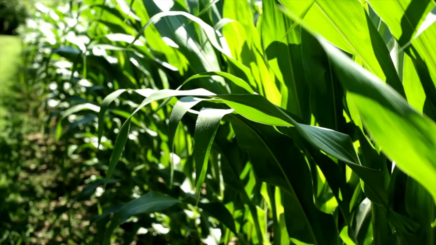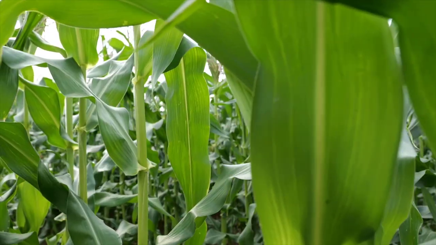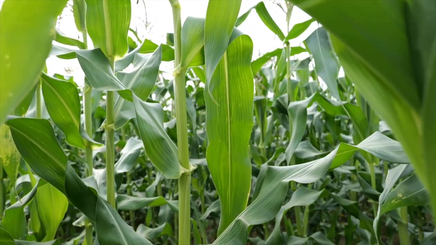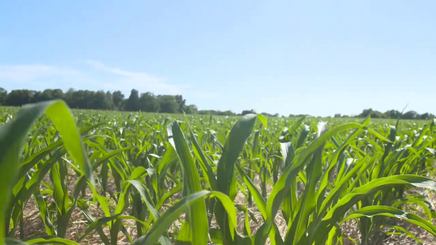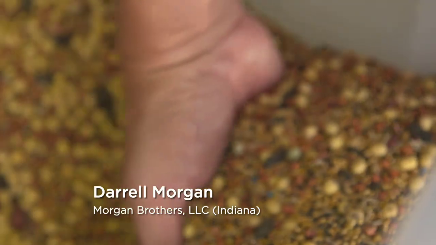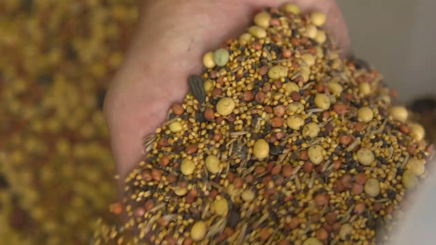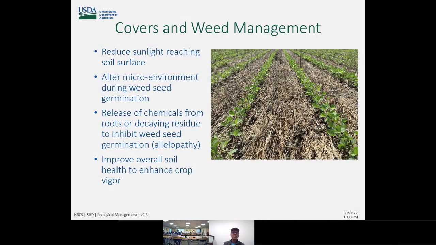Our corn is just as green as everybody else's, but we don't use near as many chemicals as we were before. With cover crops to keep the weeds down, we saved ourselves $10 an acre in herbicides, and our cover crops expense was $5. Covers and weed management.